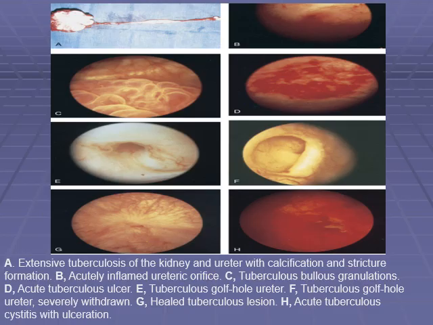The picture shows extensive tuberculosis of the kidney and ureteric calcification and stricture formation, causing what's called autonephrectomy. In picture B, this is acute inflammation of the ureteric orifice and around the ureteric orifice. Picture C shows tuberculosis and tuberculous granulation of the bladder, and an acute tuberculous ulcer in picture D.